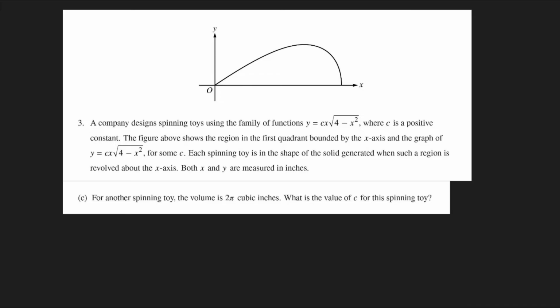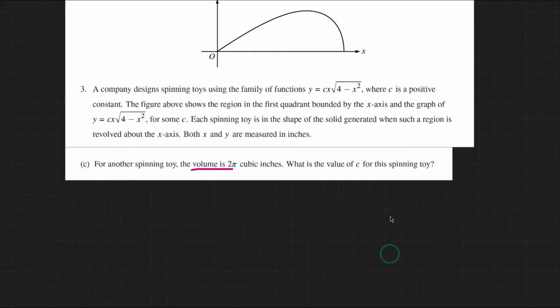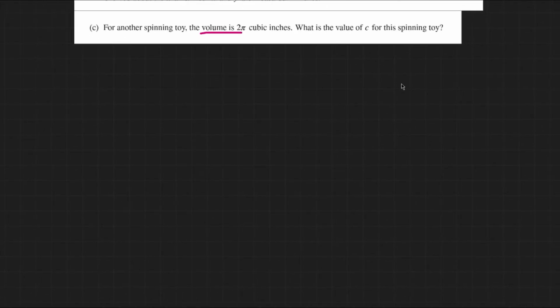Okay, now moving on to part C, and this one is going to be worth 4 out of the 9 points. So you'll have to do a good job of earning the most amount of points as you can for this one. So for another spinning toy, the volume is 2 pi cubic inches. What is the value of c for this spinning toy? So right here, it's asking us for our volume. So we know that for this problem, we're going to be dealing with a volumes of revolution problem. So what I'm going to do is set that up.